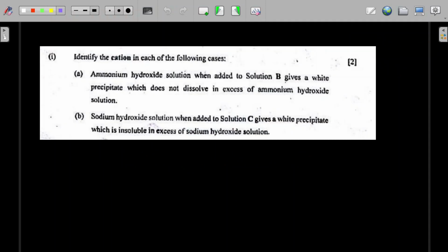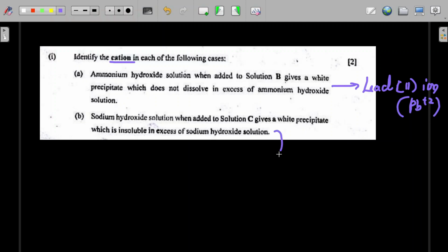Again here, identify the cation. The same question we just discussed is repeated here. Okay, let's see. Chanvi, tell me. A. Ammonium hydroxide solution B. White PPT does not dissolve in excess. Sir, it's lead. Yes, lead(II) ion, in bracket Pb2+.